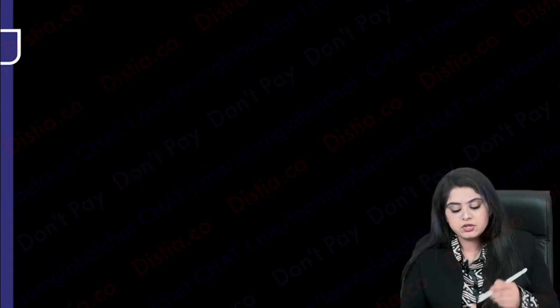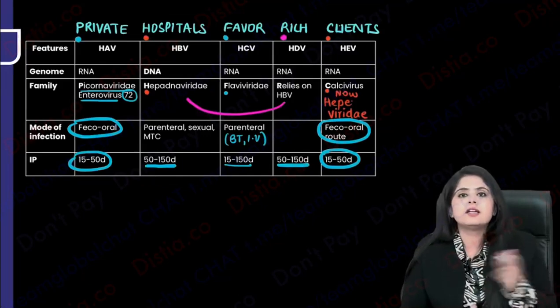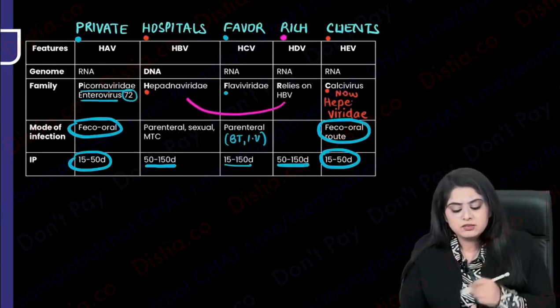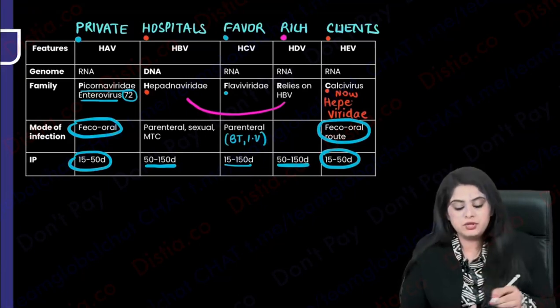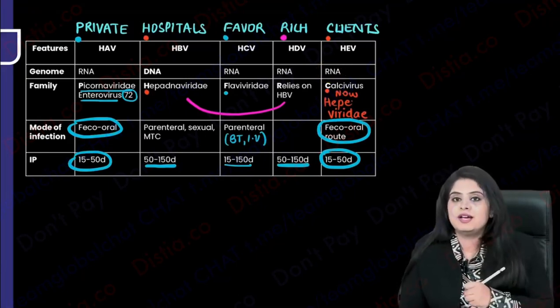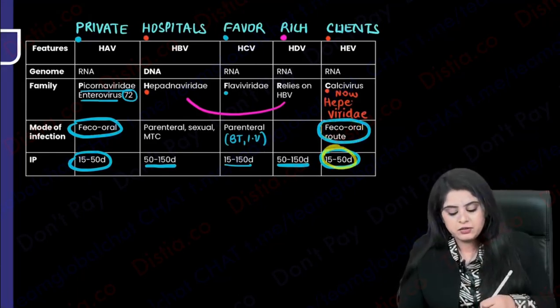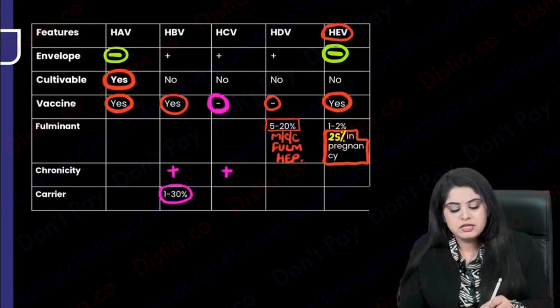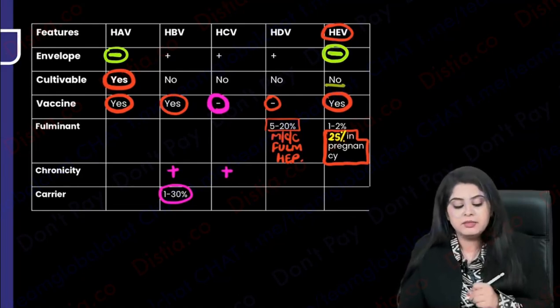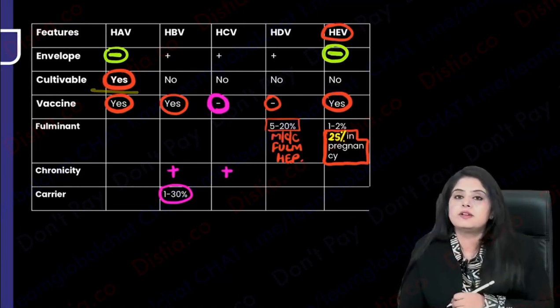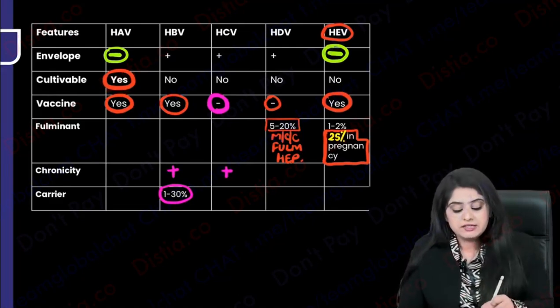Why would I want to finish it off? Because that is the one that is another feco-oral one. So please note, in hepatitis E, everything I have told you. Which family does it belong to? It is an RNA virus. What is the family that you have? Earlier it was Caliciviridae, now it is Hepeviridae. Feco-oral route, acute hepatitis, 15 to 50 days incubation period. A and E, they are non-enveloped. Can it be cultivable? No, the only cultivable one was A. The rest, no. Is there a vaccine?